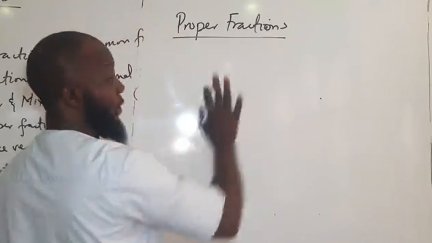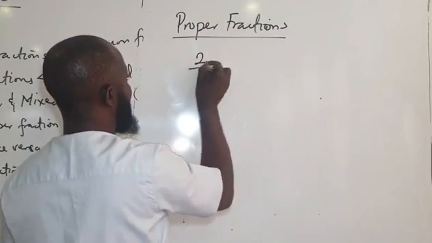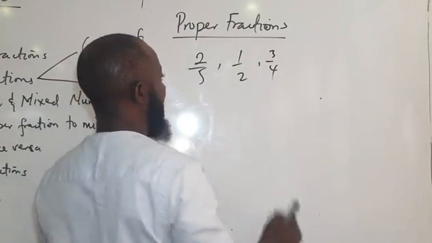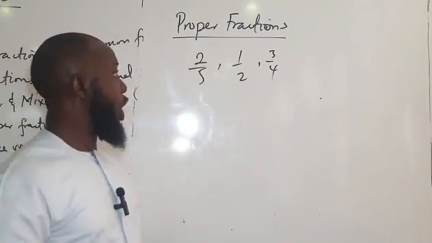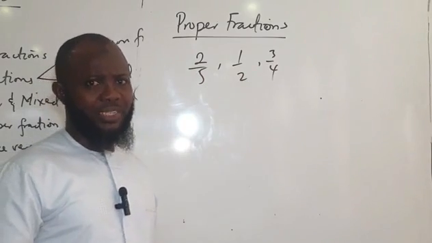So examples of that, I'm not going to hide everything here. An example of that is when you have 2 over 5, 1 over 2, 3 over 4. These are examples of proper fractions, because the numerator is less than the denominator. I hope this is very clear to you.